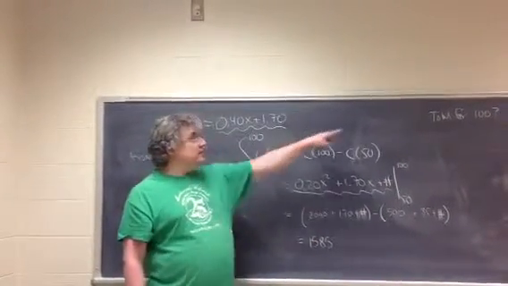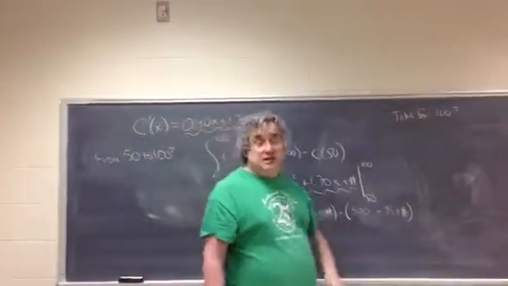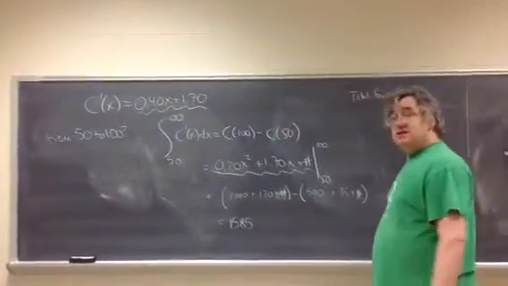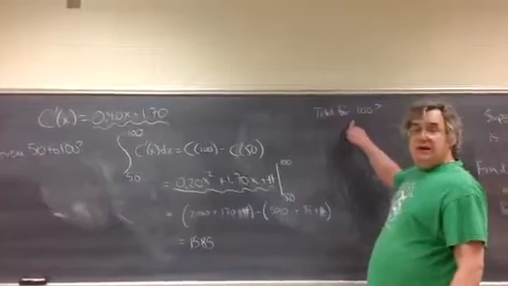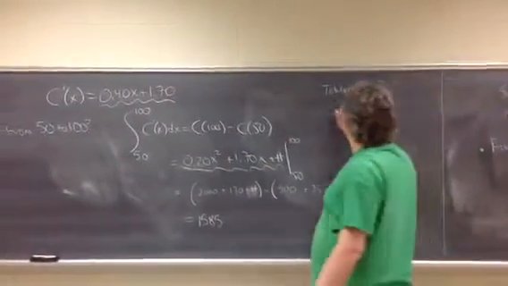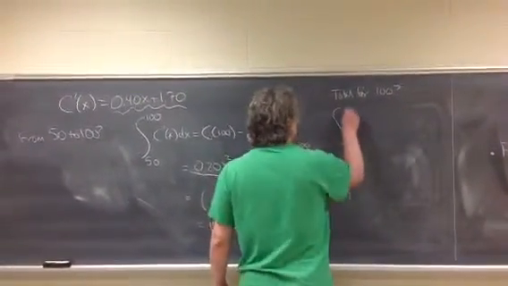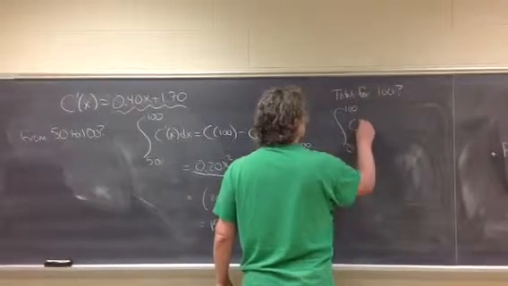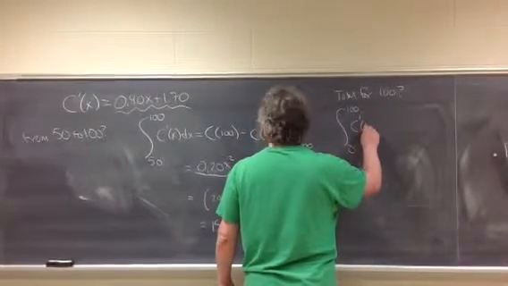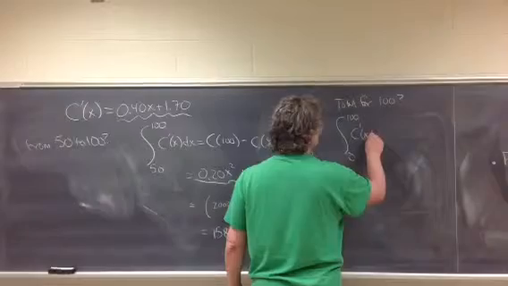That's the first question. What about the total for 100? Because that's a good question, not just how much more does it cost, but what's the total? And you might figure, well, the total is going to be the integral from 0 to 100 of c prime of x dx.